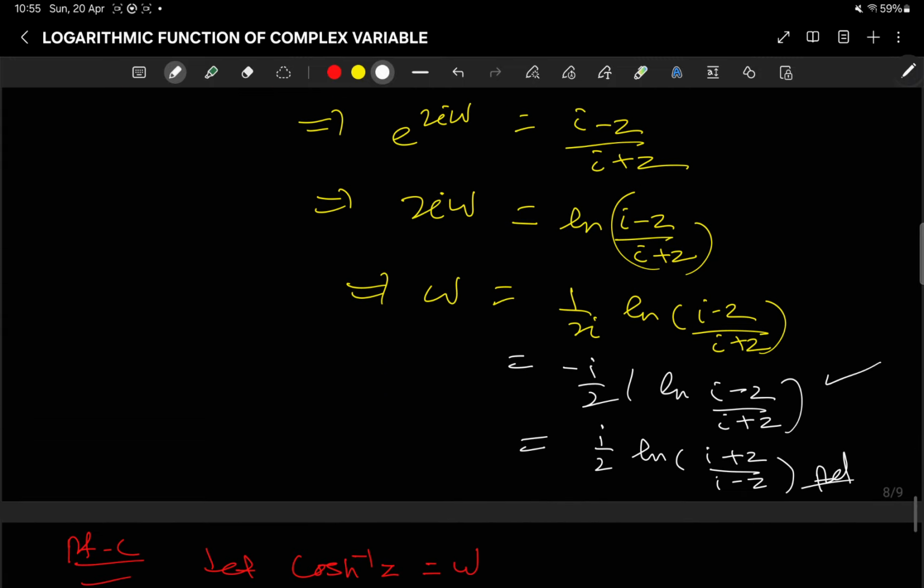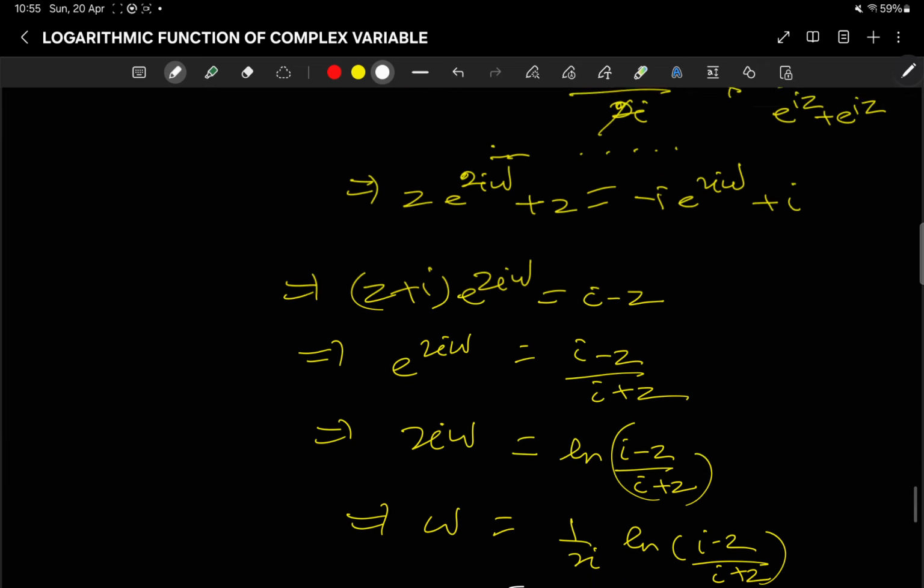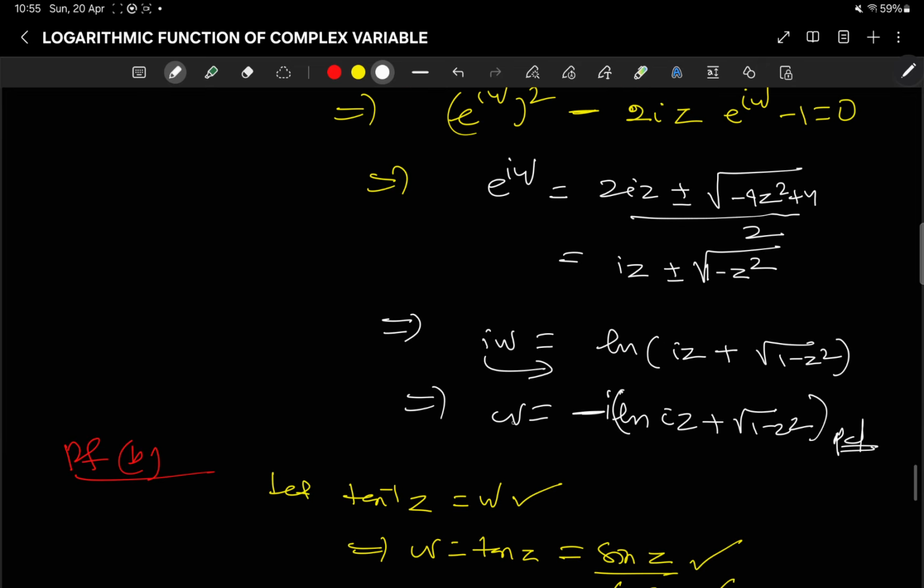So w here means tan inverse z, and here w means sin inverse z. So this is sin inverse z.